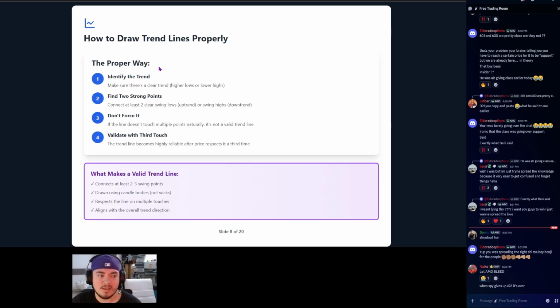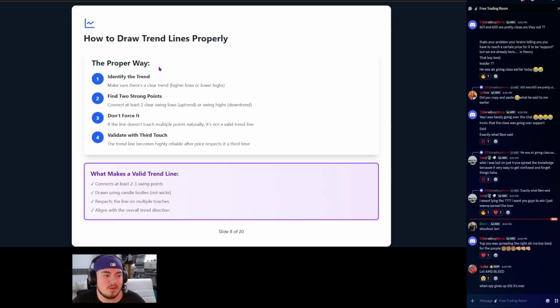Step 3, don't force it. If the line doesn't touch multiple times naturally, it is not a valid trend line, right? Don't try to make stuff up. Don't try to go based off of anything other than what the chart is showing you. That's going to give you the most valid pivot points, right? So validate with a third touch. A trend line becomes highly reliable after price respects it a third time.